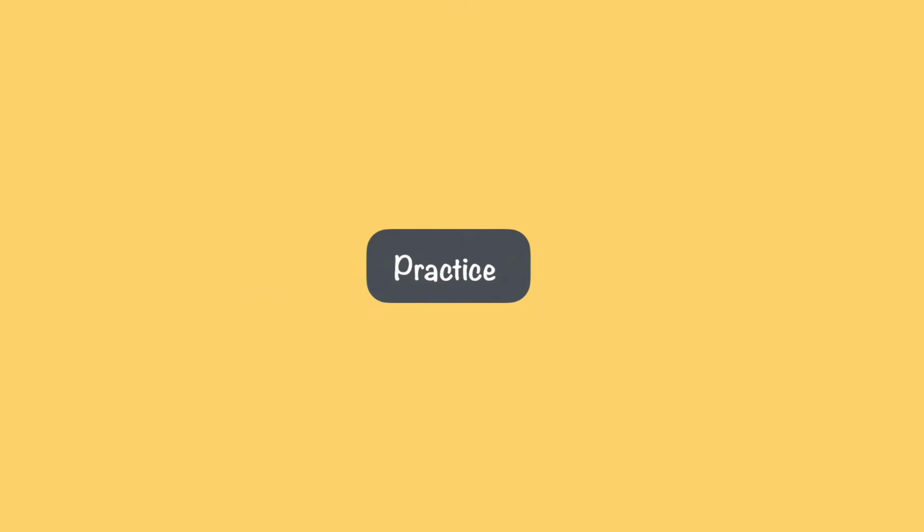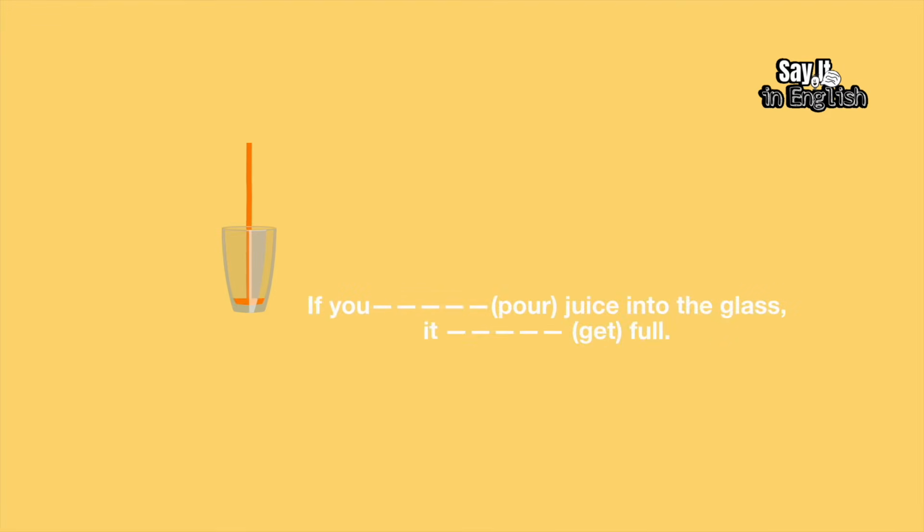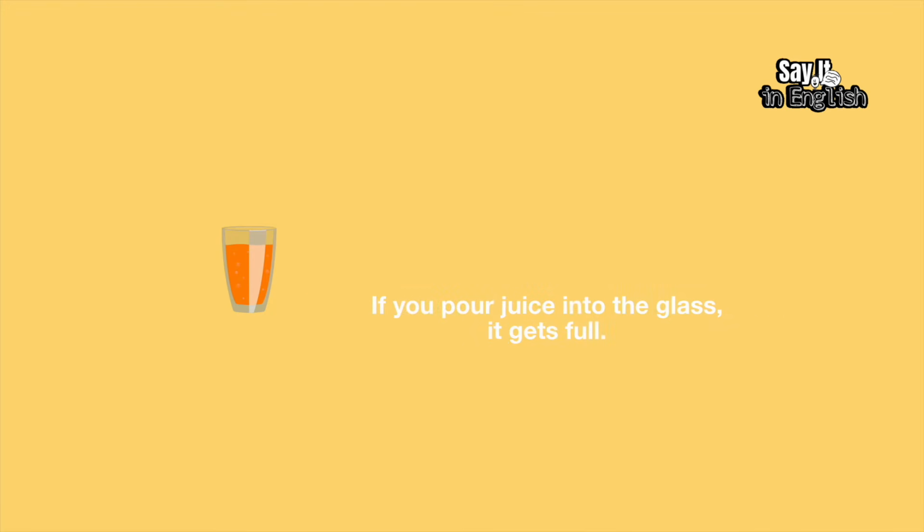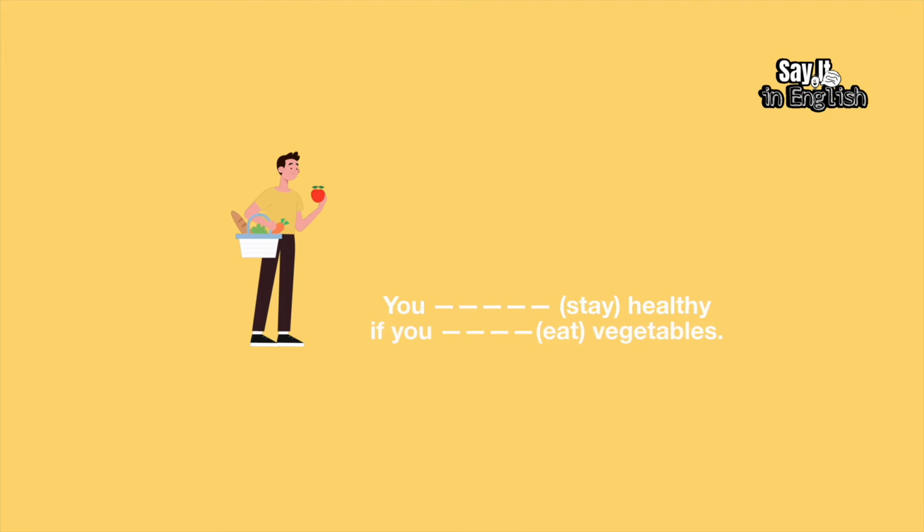Let's practice. Look at the picture and make a zero conditional sentence. Great! If you pour juice into the glass, it gets full. You stay healthy if you eat vegetables.